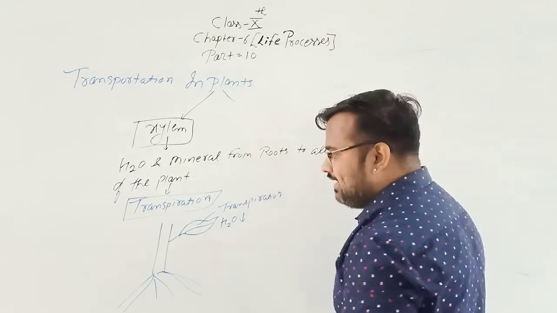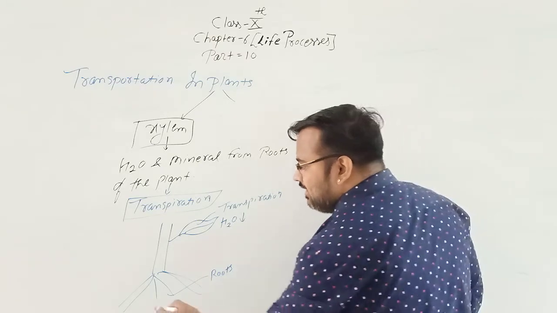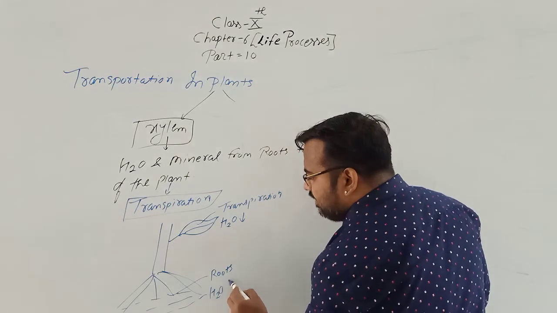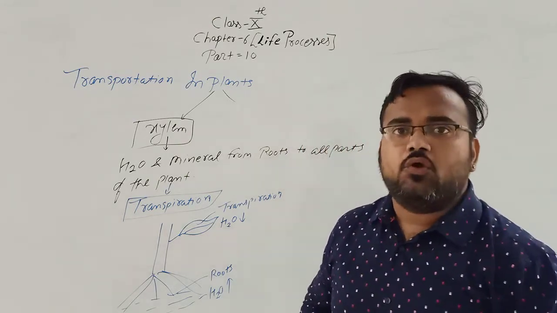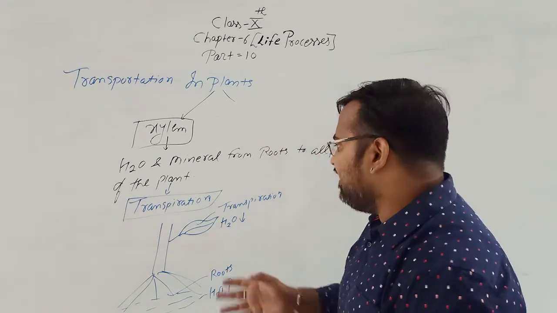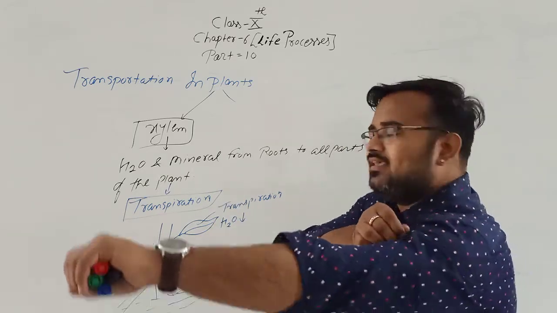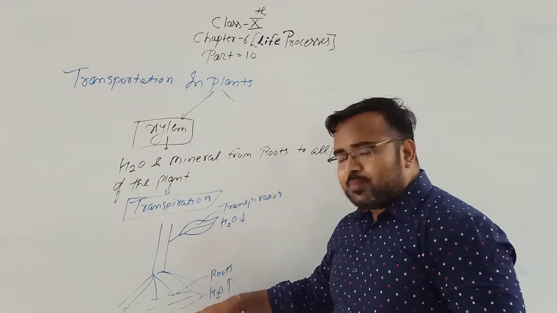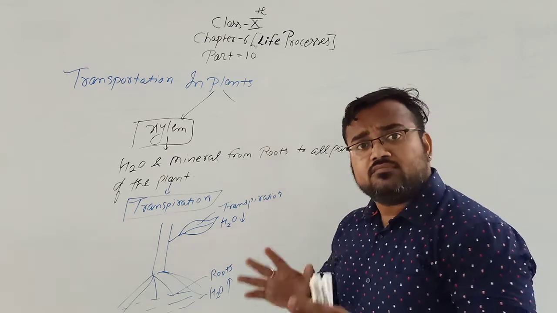And as we know, at the root part of the plants there is a high concentration of water, because we know that roots absorb water from the soil. Now if the transpiration process takes place, then the water will be evaporated from the leaves. That means here the concentration of water decreases, and at the root parts we know that the concentration of water is high.